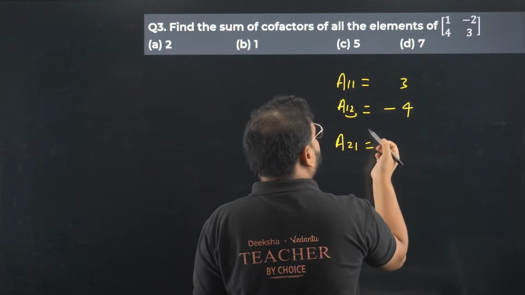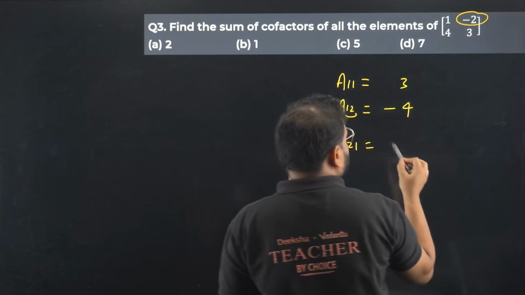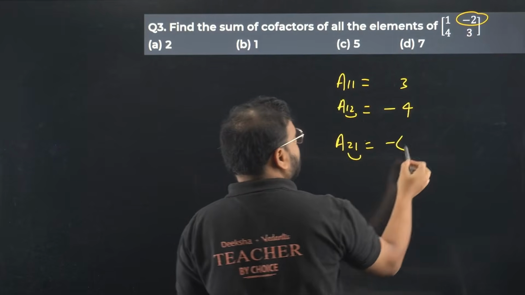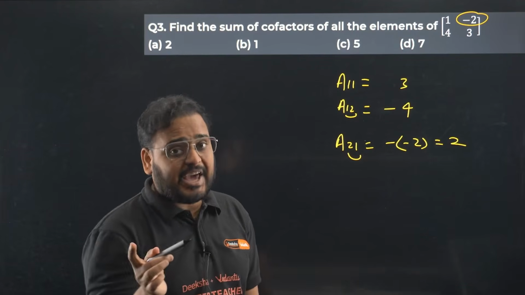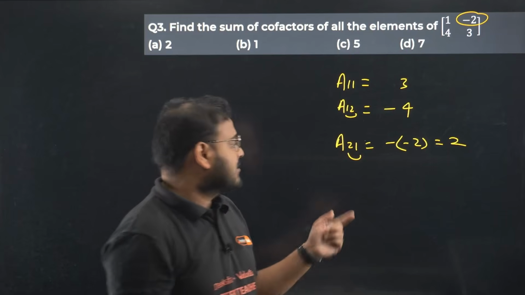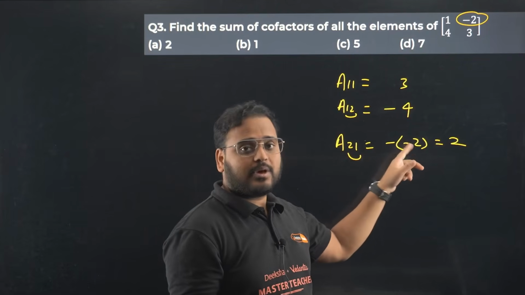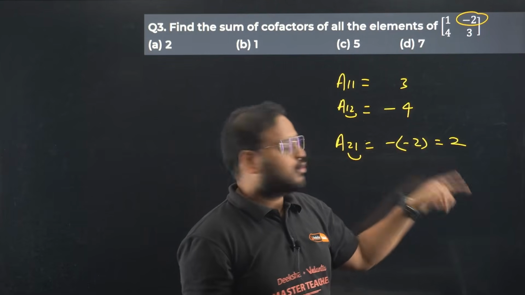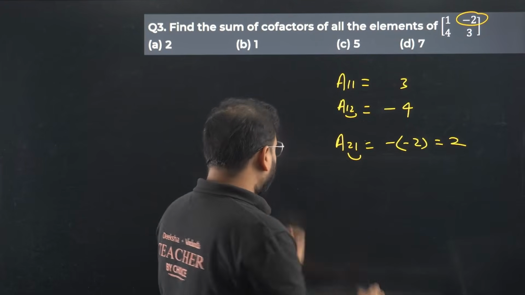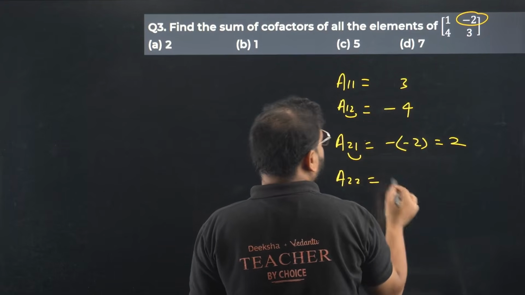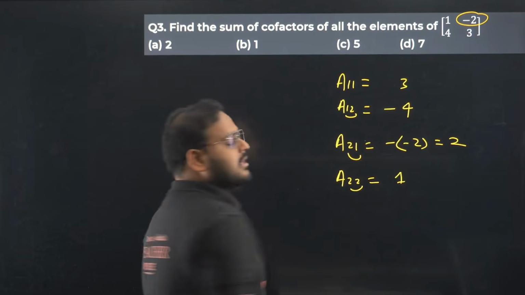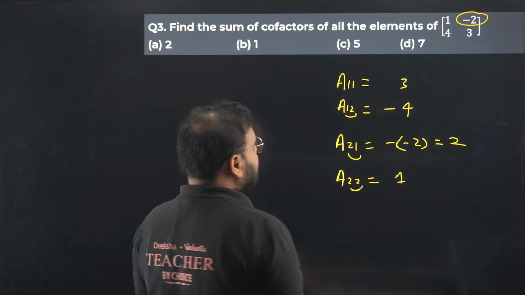A21, again minor is minus 2, but again minus sign because of what? 2 plus 1 is odd, so minus of minus 2, how much is that? 2. I told you sign change, not negative sign. Sign change, minus of minus 2. Whatever the sign given to you, it will change, so it will become 2. Okay, next is going to be A22, minor will be 1, and 2 plus 2 is even, so remains as it is, no change.